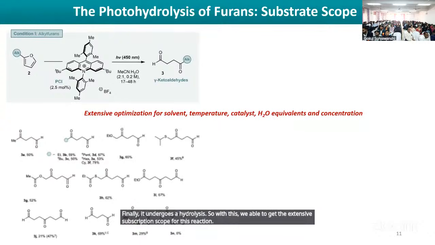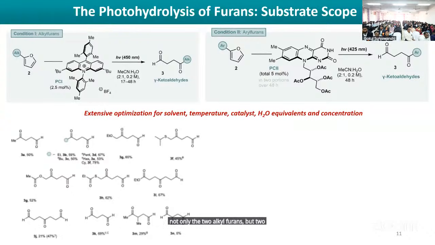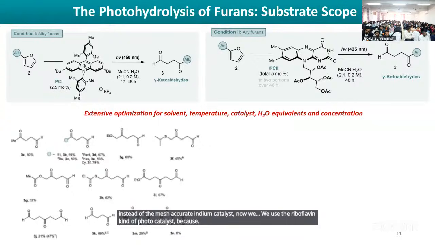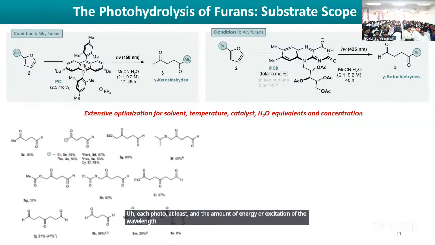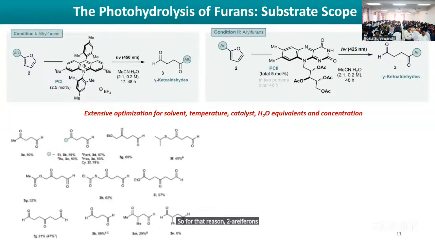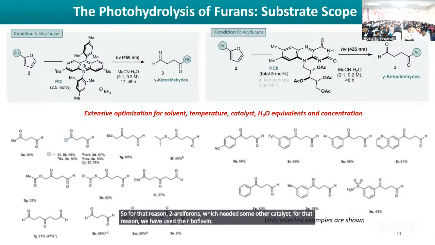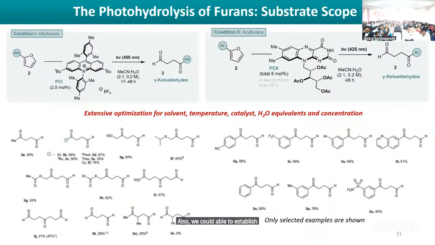Not only the 2-alkyl furans, but 2-aryl furans also work well. But you can see on the right side, instead of the mesityl acridinium catalyst, now we use a riboflavin kind of photocatalyst, because the amount of energy or excitation wavelength differs for different catalysts and substrates. So for that reason, 2-aryl furans needed some other catalyst, and we have used riboflavin. Also, we were able to establish a nice substrate scope for this transformation.